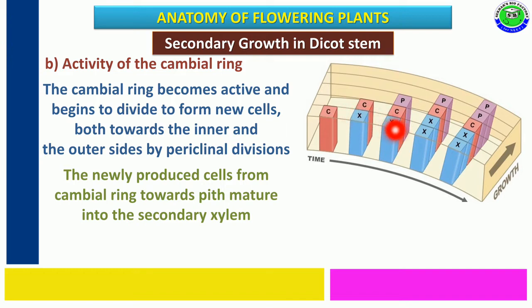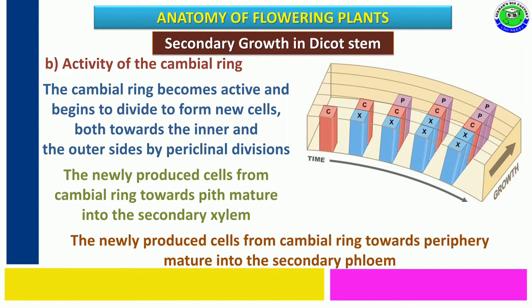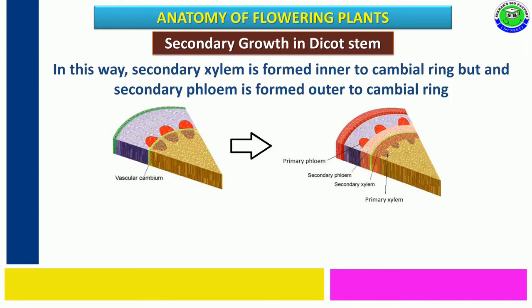So the newly formed cells from the cambial ring towards the pith can mature to become secondary xylem. In this way, towards the cambium inside, xylem cells are formed continuously. Along with that, the new cells which are formed towards the outside of the cambial ring become secondary phloem. With this activity, the cambium ring can produce xylem towards the inside of the ring and phloem towards the outside of the ring.